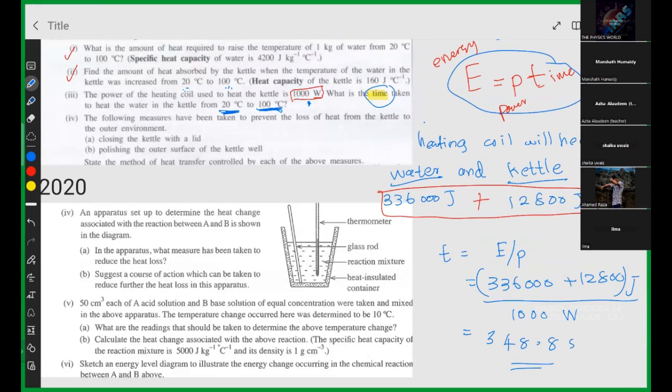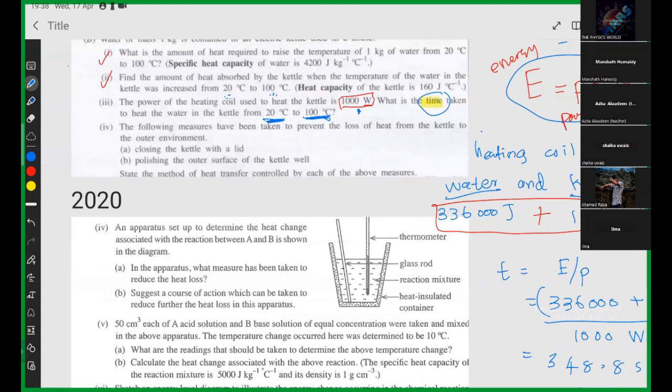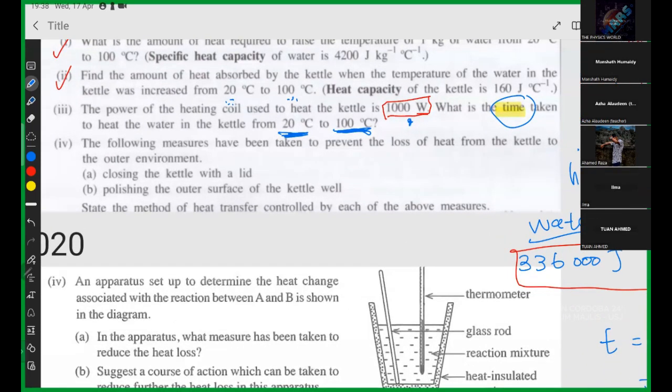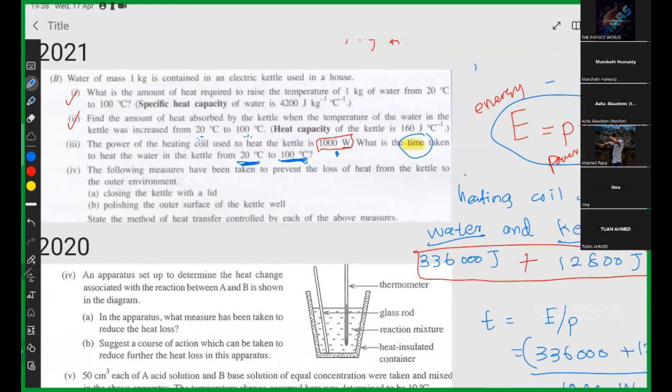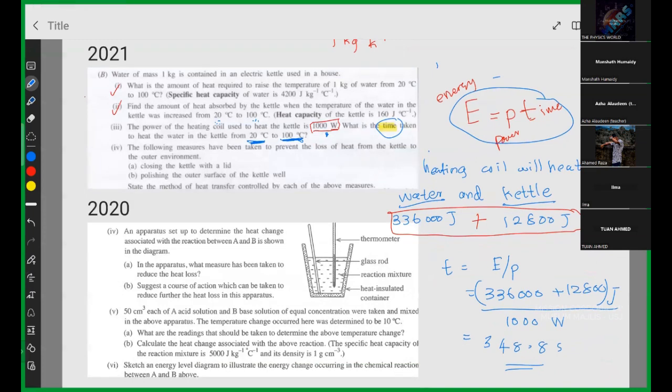No, teacher, fully understood. Okay, that's fine. We'll move to the last one, the fourth one. Madam, please move to the answer. Okay.